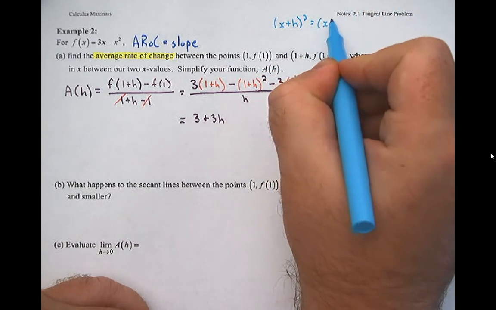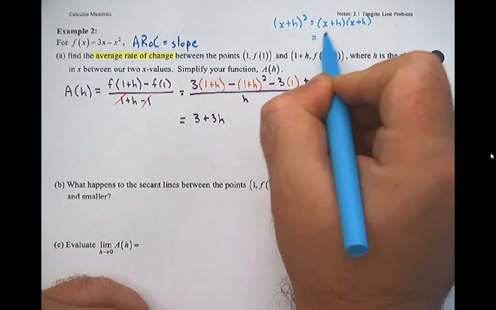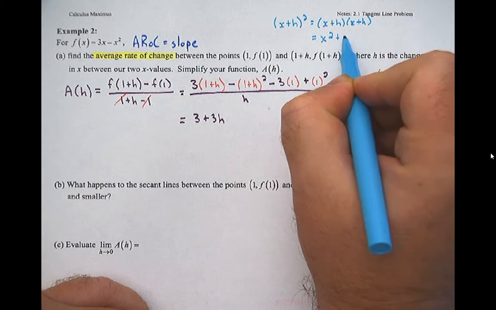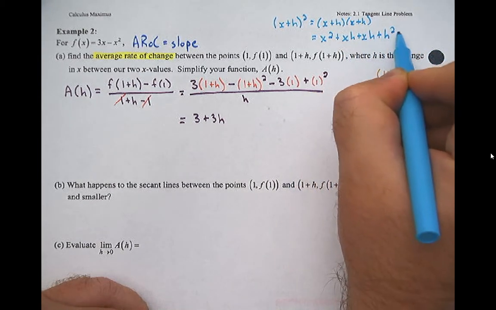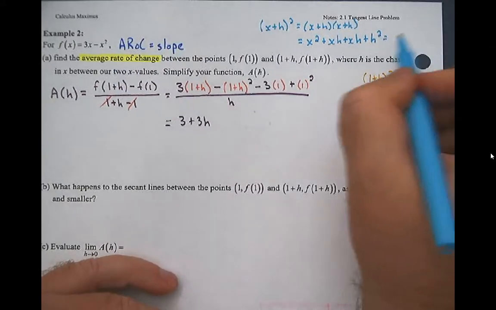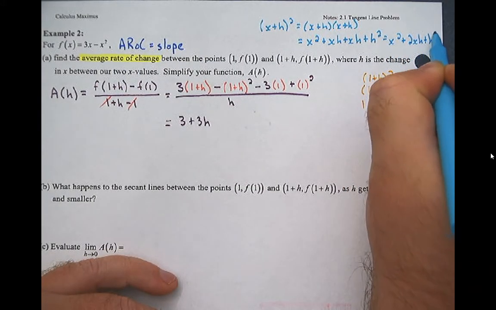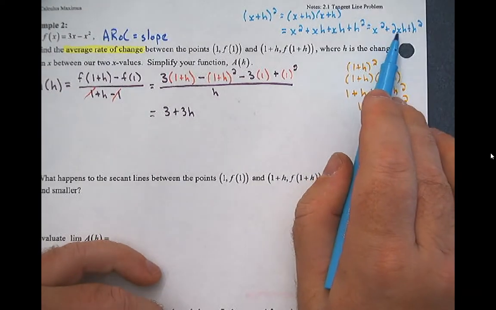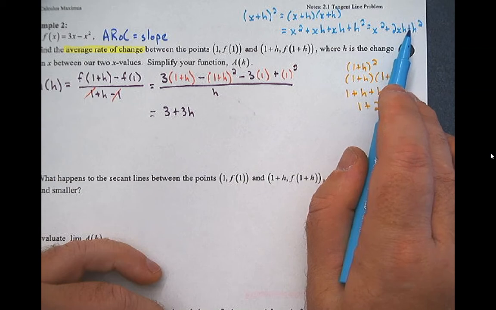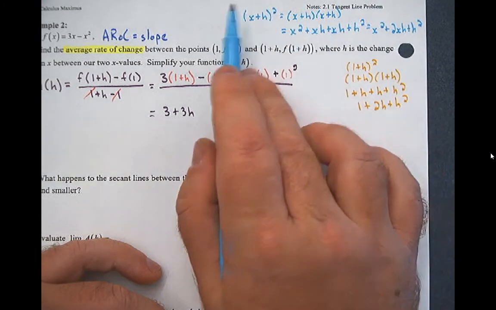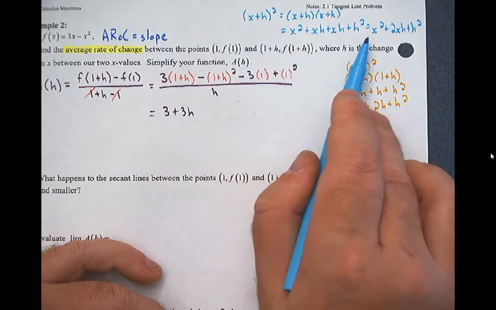That turns out to be x plus h times x plus h, which turns out to be x squared plus xh plus xh plus h squared, which combining like terms gives me x squared plus 2xh plus h squared. I'm going to call this a 1, 2, 1. The coefficients are 1, 2, 1, and I want you to memorize that the first term gets squared, x times x goes here.